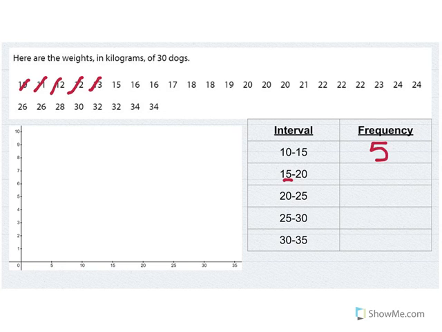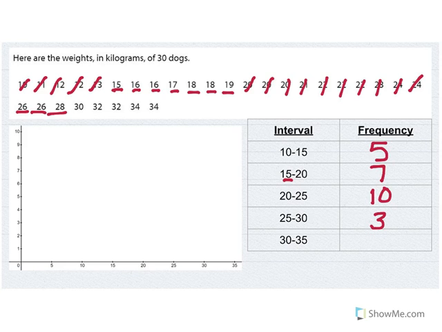So let's go ahead and count the next interval. So we have 15 to 20, so 1, 2, 3, 4, 5, 6, 7. And again, since 20 is on our mark, that's going to go into the next interval. So now 20 to 25, we have 1, 2, 3, 4, 5, 6, 7, 8, 9, 10. 25 to 30, we have 1, 2, 3. Again, 30 is going to go in the next interval. So in our last interval, 30 to 35, we have 1, 2, 3, 4, 5.